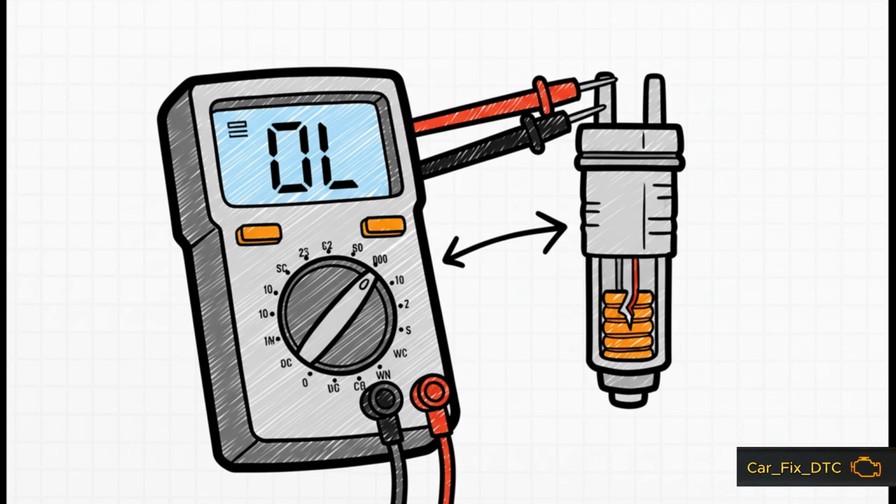Now, what does a bad reading look like? If your multimeter screen reads OL, which just stands for open line, or if the numbers just don't settle, that means the tiny wire coil inside the injector has physically broken. The circuit is open. There's no coming back from that. The injector is definitely bad and it needs to be replaced.